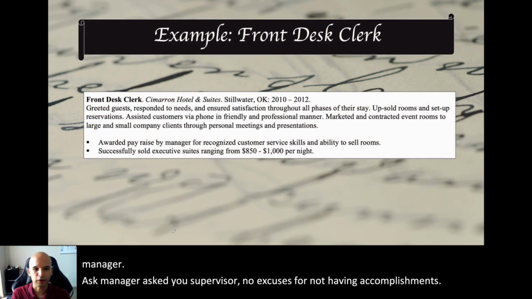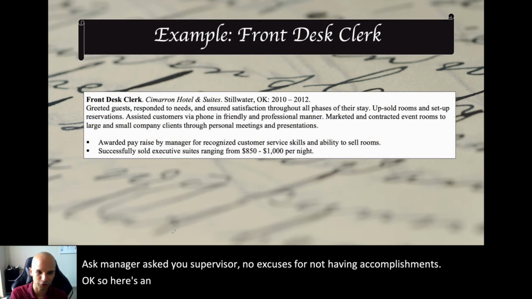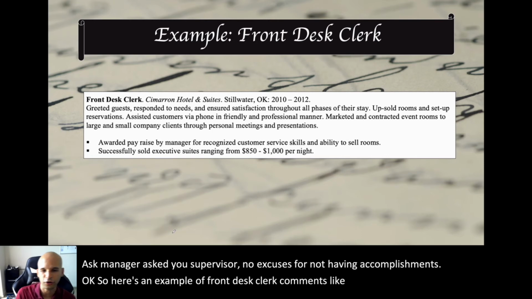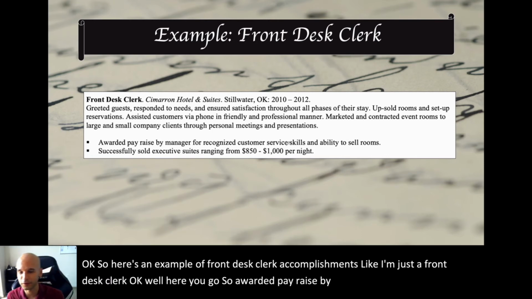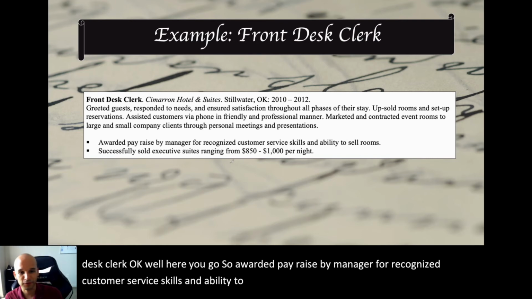Okay. So here's an example of a front desk clerk accomplishment. So I'm just a front desk clerk. Okay. Well, here you go. Awarded pay raise by manager for recognized customer service skills and ability to sell rooms. Successfully sold executive suites ranging from $850 to $1,000 per night.